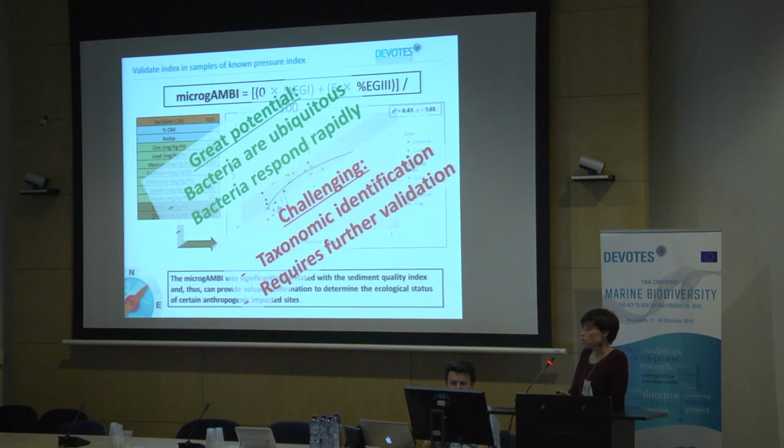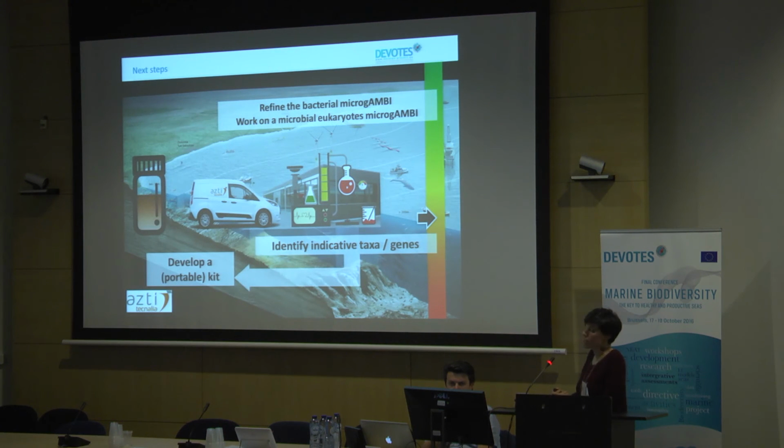The problem is that it's challenging because the genetic diversity within a single bacterial taxon is huge, so taxonomic identification is tricky and requires validation. So at the end, this is what we have so far that is ready to use, but there is room for improvement, so we can work further in developing the microAMBI, also based on microbial eukaryotes.